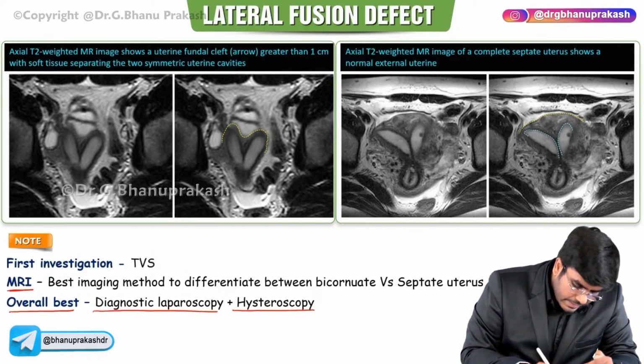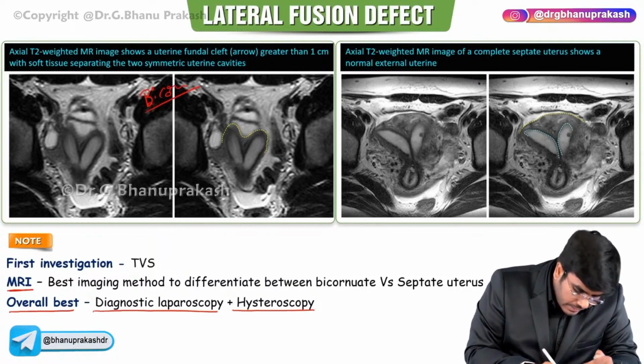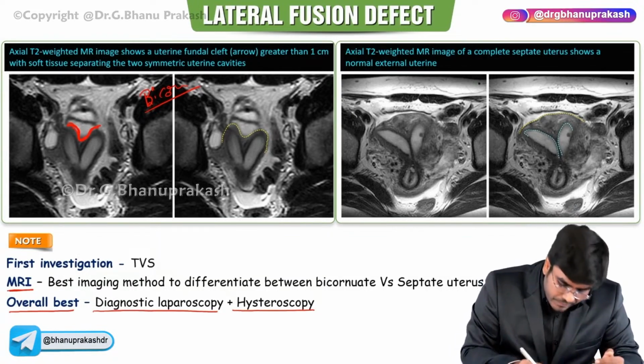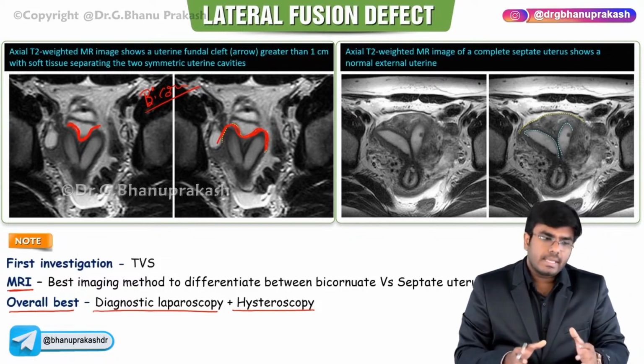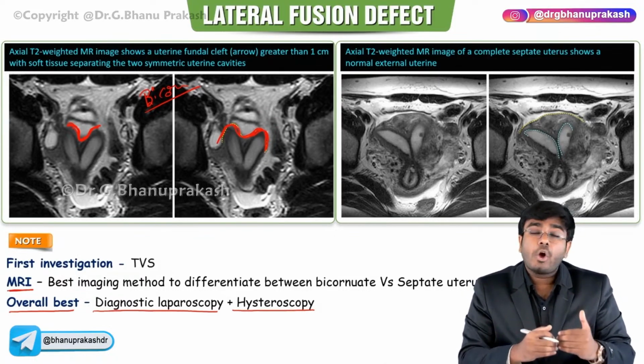See the MRI in this image, please concentrate on these above images. Here, this side is the bicornuate uterus. On the bicornuate side, you can clearly see this fundal indentation. The fundal cleft is very much clear. See, this fundus is getting indented. So, with the fundal indentation, I can say that this is a bicornuate uterus.